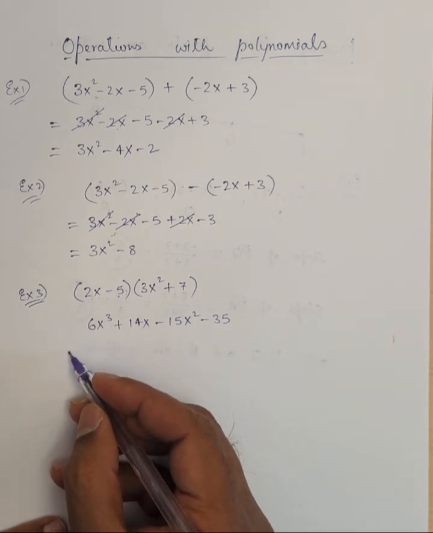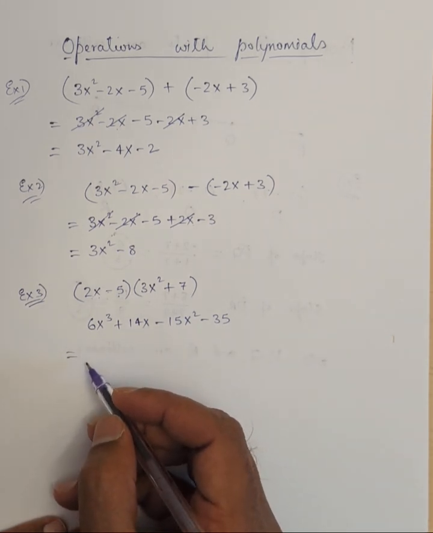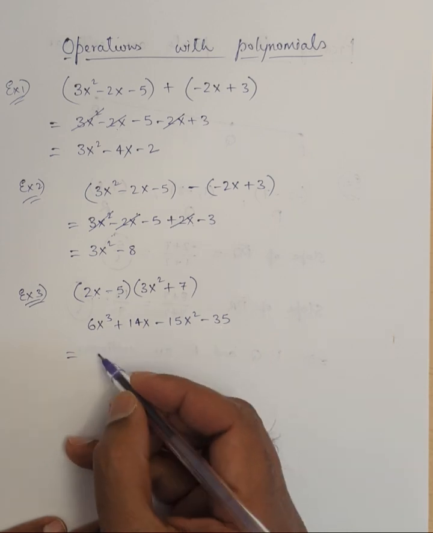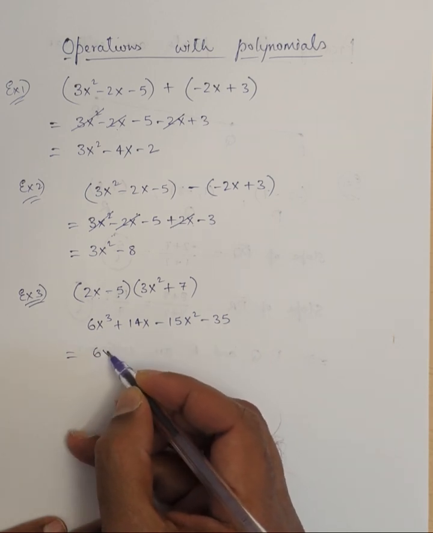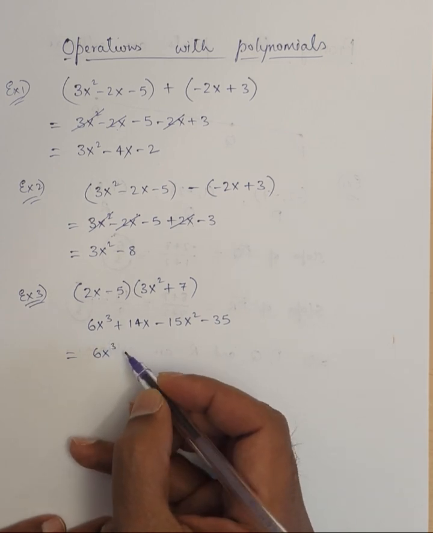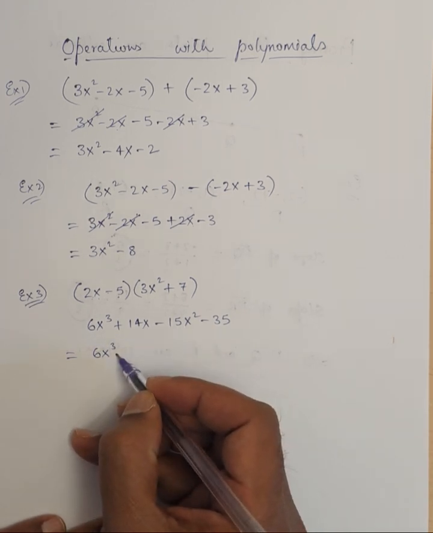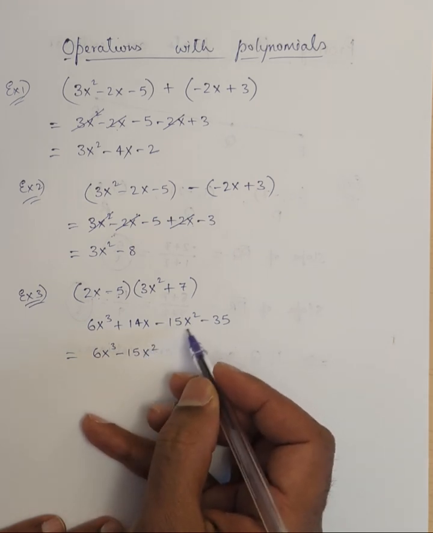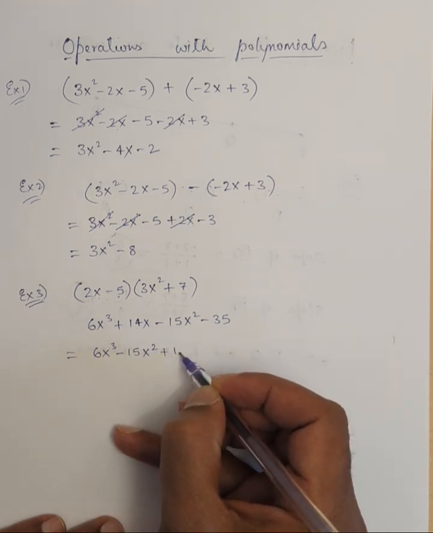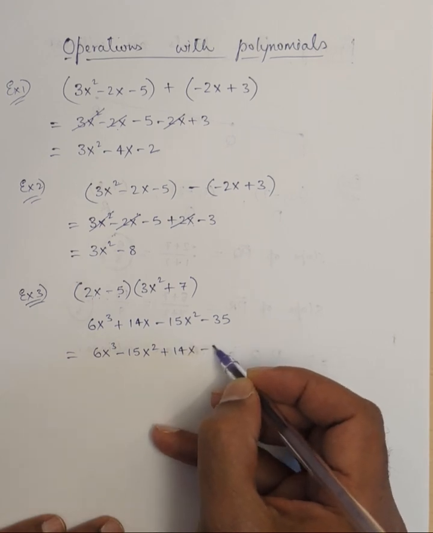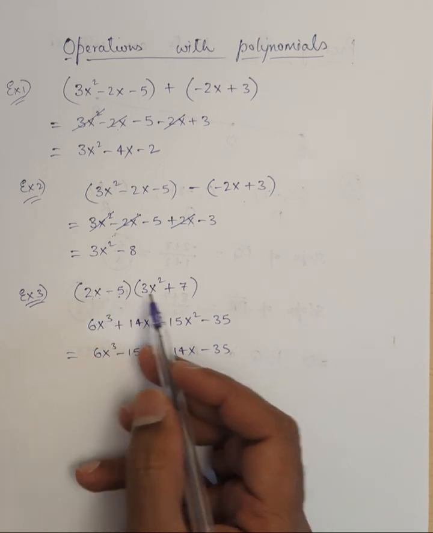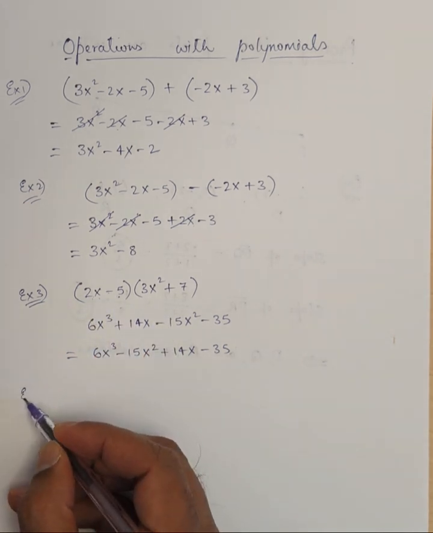And then finally, you want to combine like terms. Looks like there's nothing that could be combined. But let's go ahead and write it in the standard form where you write the highest power first, and then you write down the next higher power, which is x squared, and then you write 14x minus 35. All right, so that was an easy multiplication that you probably already knew.